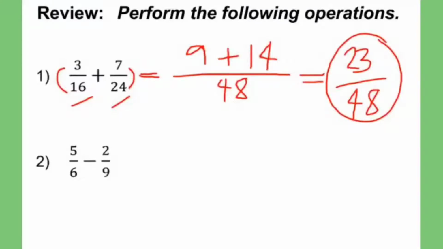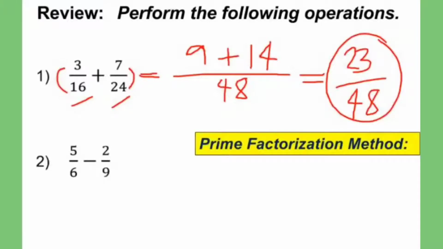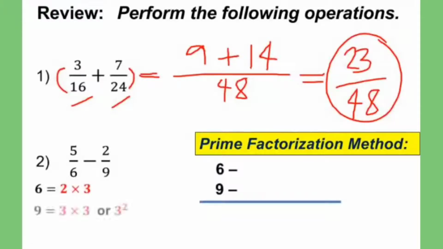For our second number, 5/6 minus 2/9, we use again the prime factorization method in finding the LCD of these fractions. So, kopyahin lang natin yung denominators. Yung 6, that is equal to 2 times 3. Tsaka yung 9, that is equal to 3 times 3 or 3 squared. Isulat na natin ang kanilang prime factorization. So, we have 2 times 3 and 3 squared.